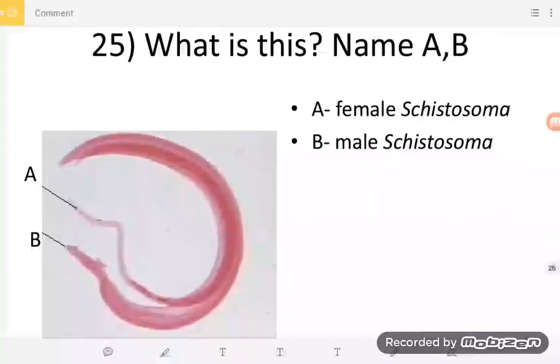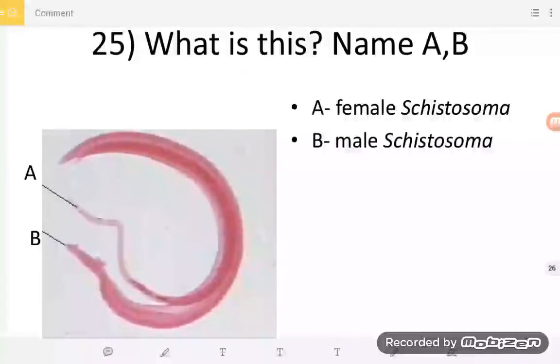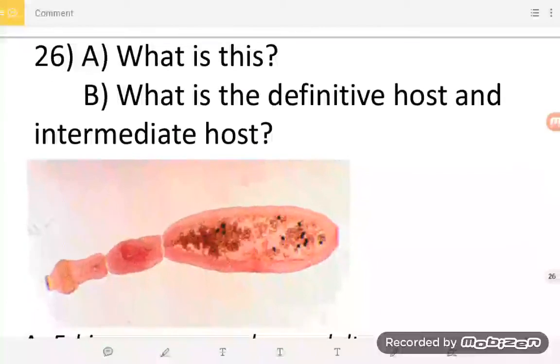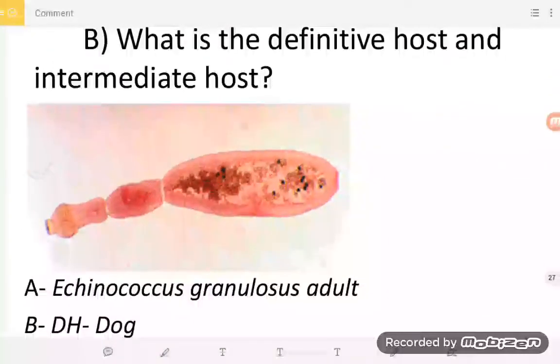What is this, A and B, right? This is actually the adult Schistosoma species. A is the female, B is the male, right? What is this, and what is the definitive host and the intermediate host? This is the Echinococcus granulosus adult.